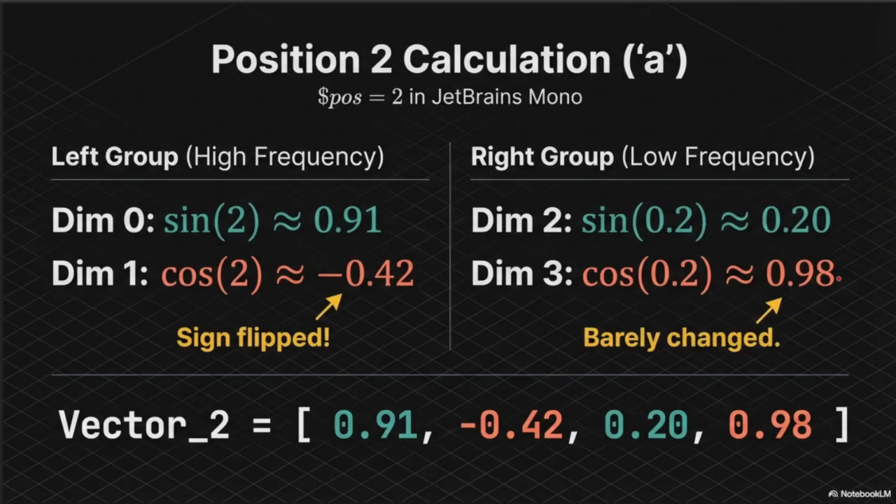Finally, for position 2, or I am a robot, look at the first two dimensions. The input jumped from 1 to 2. The cosine flipped from positive to negative.